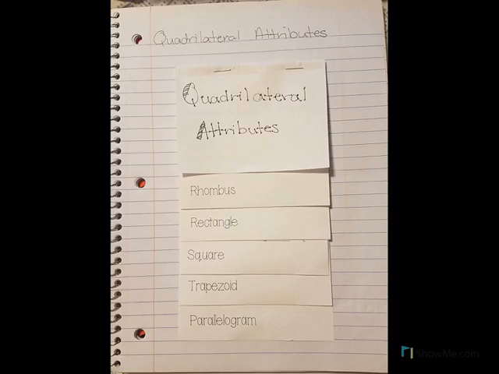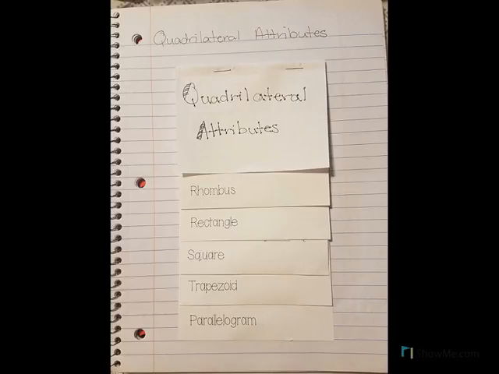Alrighty, so now you should have your quadrilateral attributes foldable ready to go. You're going to glue this one into your notebook right where you have your title. It's very, very important that you start memorizing all of these attributes. Remember that figures that qualify as a square also qualify as a parallelogram, a rectangle, and a rhombus.